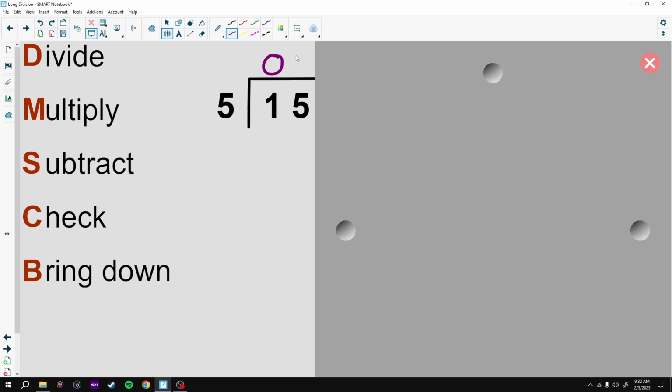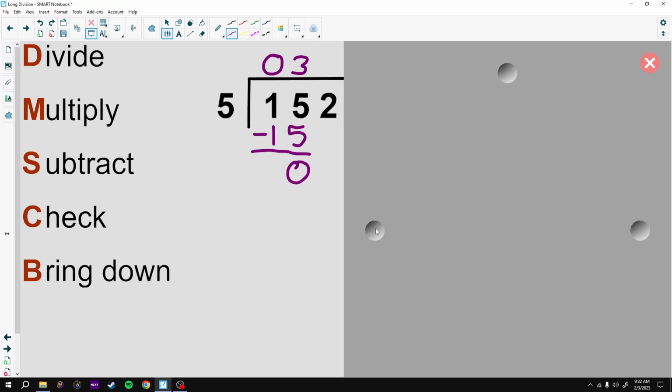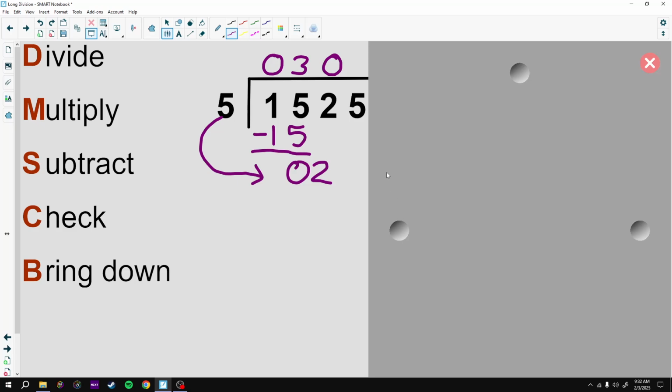Thinking about your 5 times tables, you'll realize that's 3. 3 times 5 is exactly 15. Subtract is next, and we get our 0. Don't forget to check. Well, that's an easy one. 0 is smaller than 5, so we can bring down our next number, which is a 2. And we start all over again. How many 5s fit into 2? Well, none. 2 is too small to be divided by 5. So I'm going to write a 0 and skip all those steps and just move over to the next number. Well, now I have a 5.